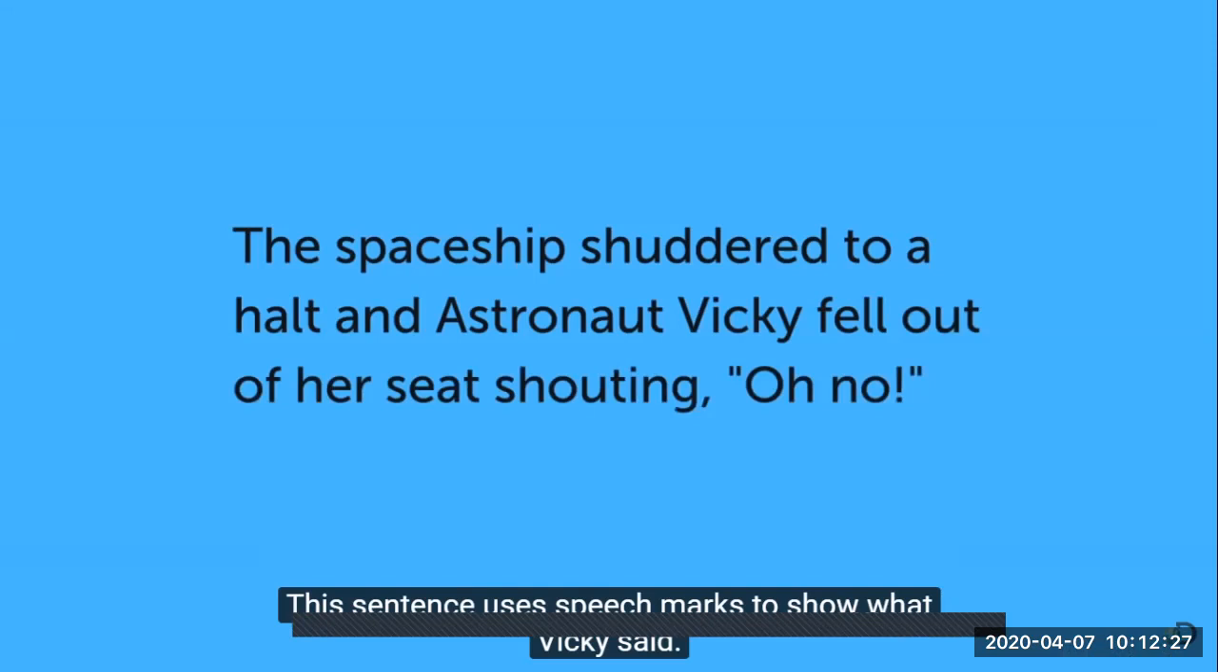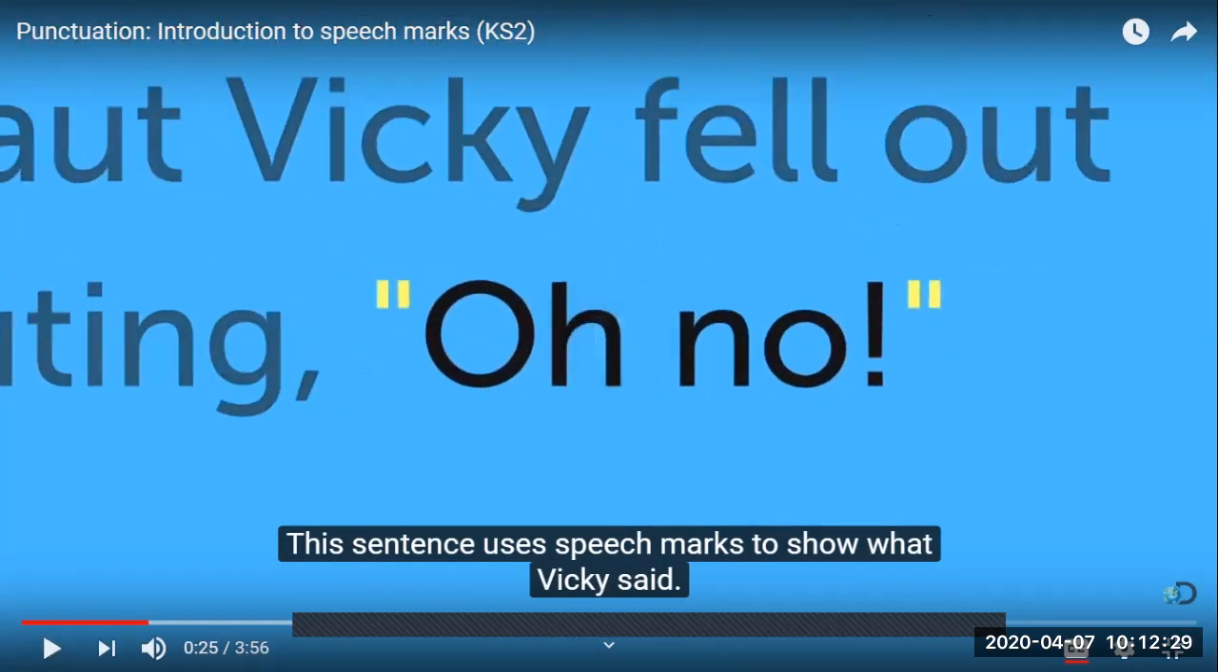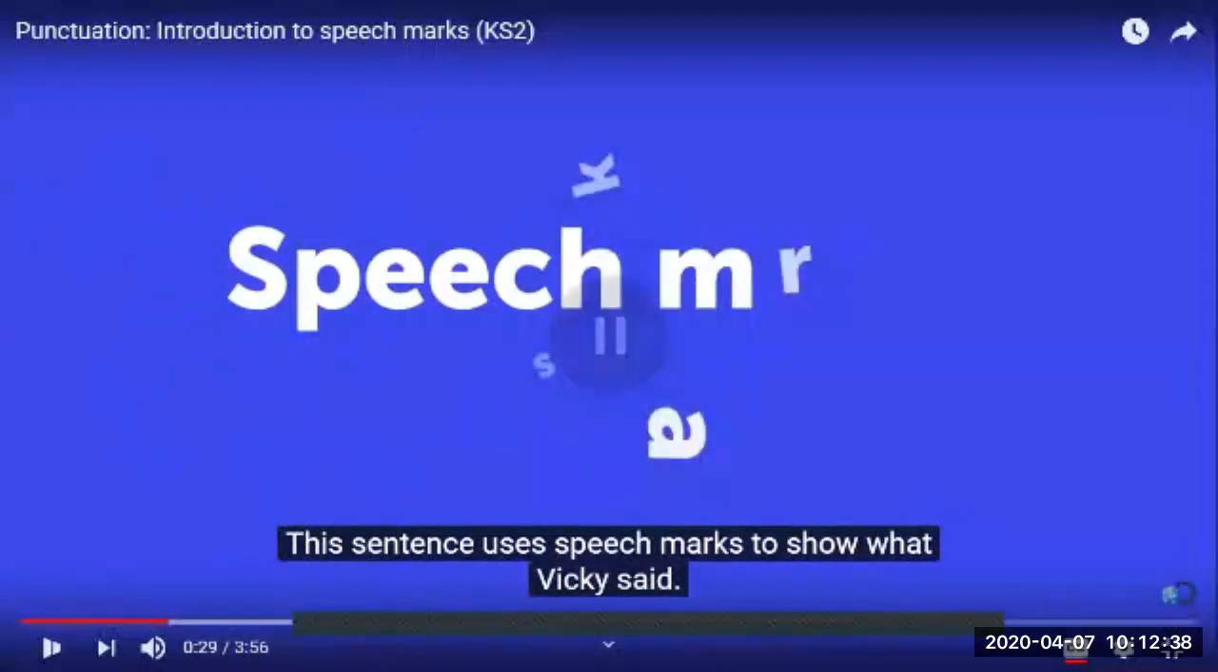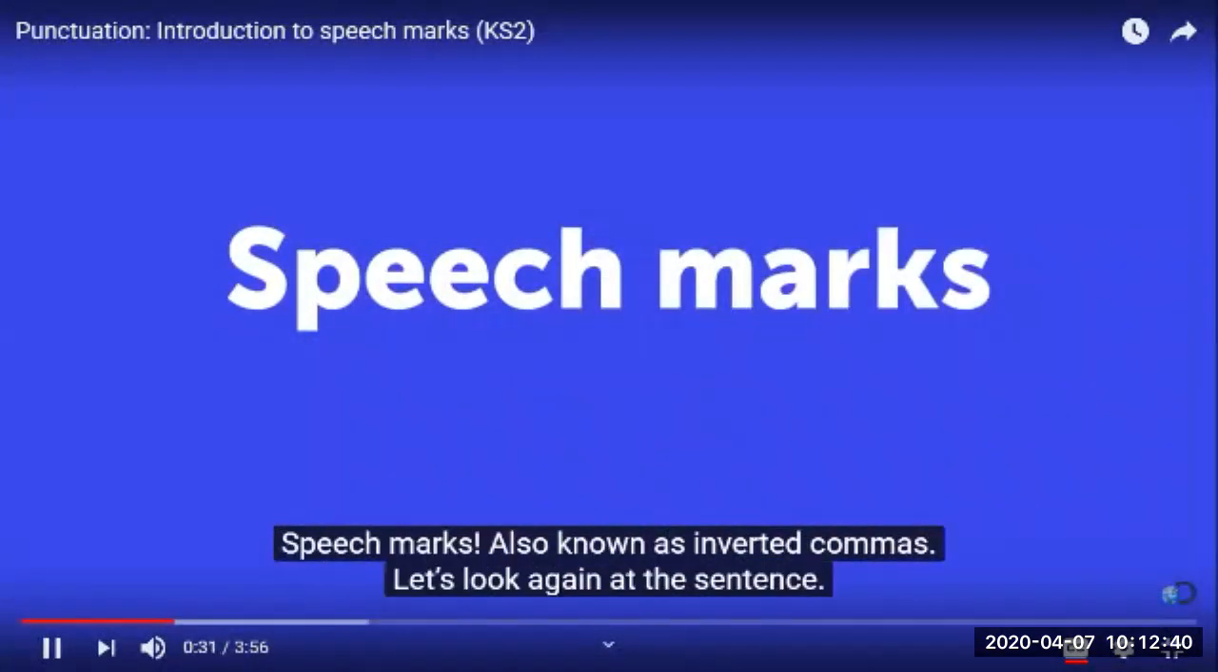This sentence uses speech marks. See the speech marks here, how they have quoted "Oh no" to show what Vicky said. Speech marks. See the quotation marks over there, speech marks, inverted commas.